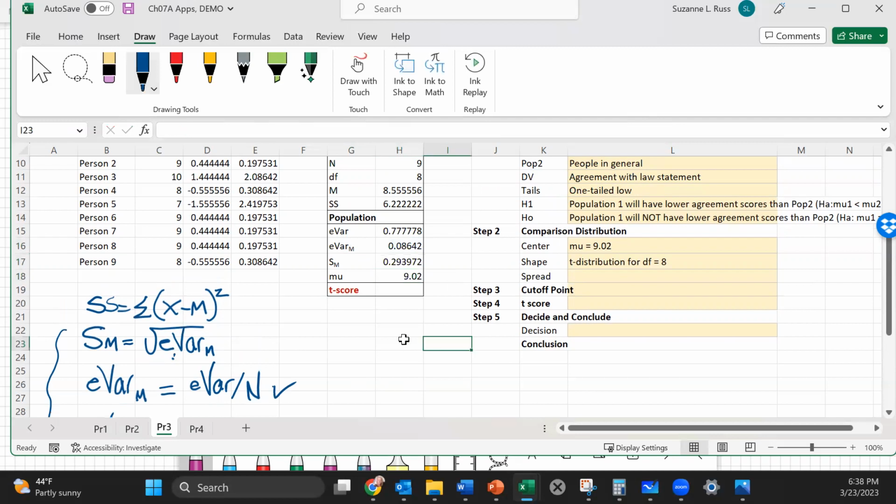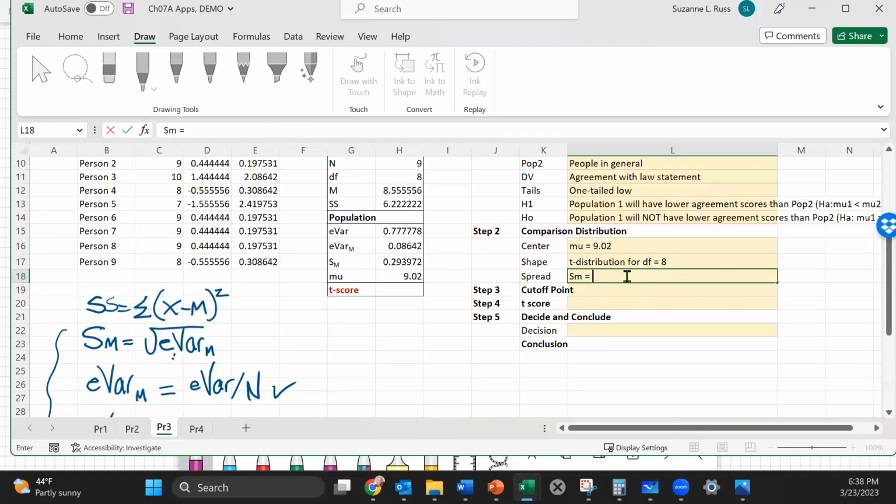And so now we have all the information we need. We can see that the standard deviation for the distribution of means, SM, equals 0.2940. All right. Next, we find our cutoff point.